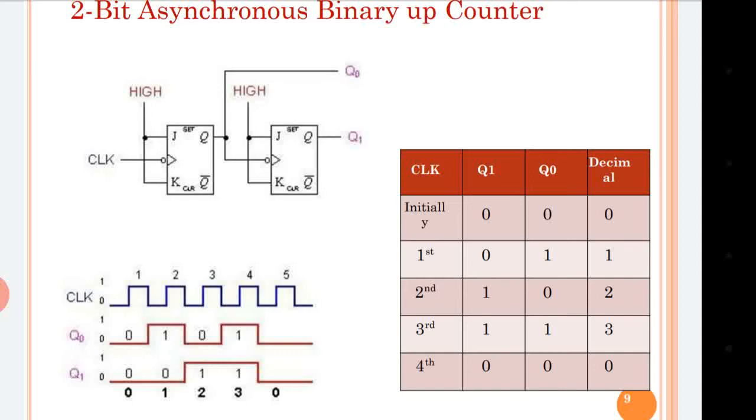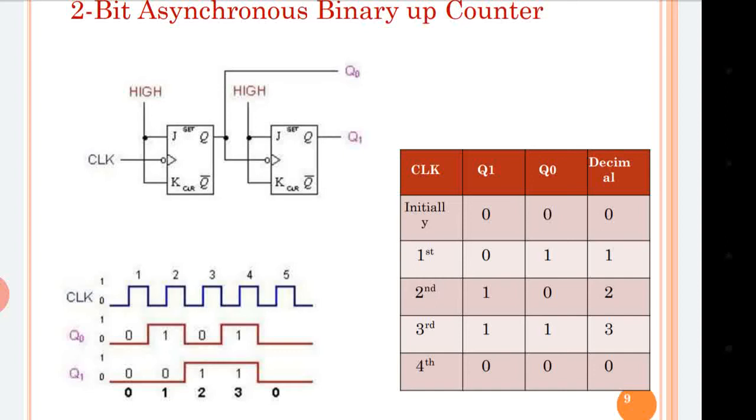We can also observe the diagram or the waveform. The waveform is very simple in this case. We have to draw Q0 toggling from 0 to 1 for every falling edge of the clock, and Q1 will toggle only for the falling edges of Q0, and this is how we will get the 2-bit asynchronous up counter.